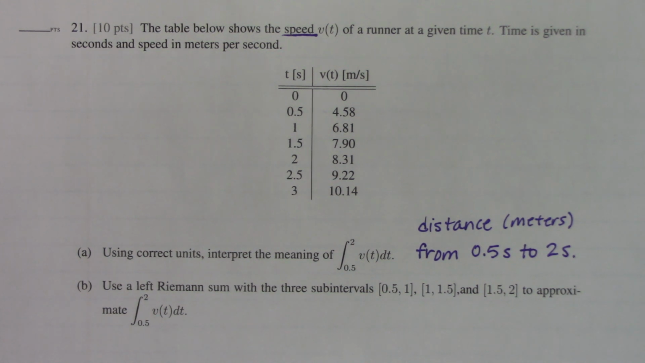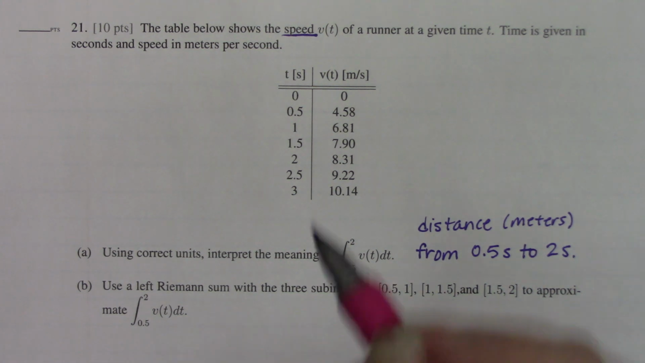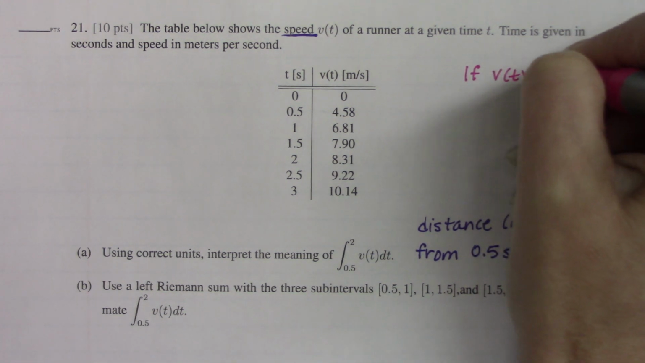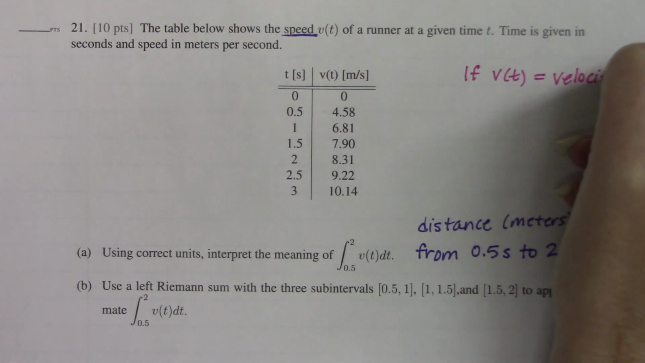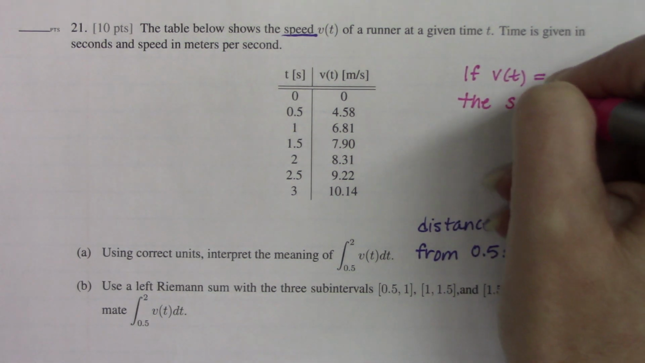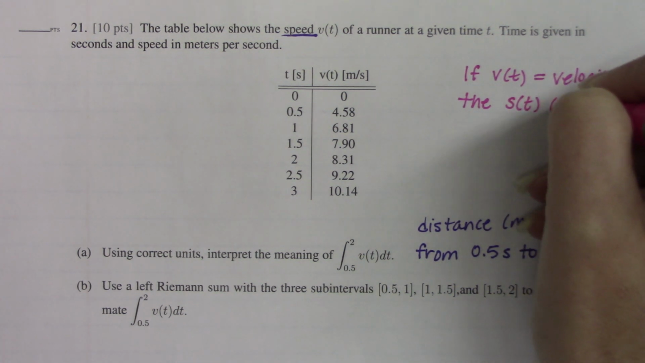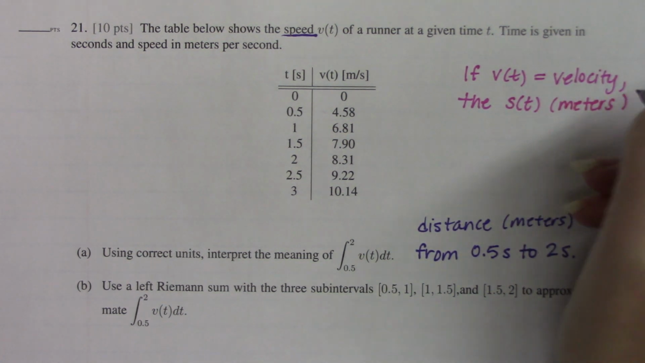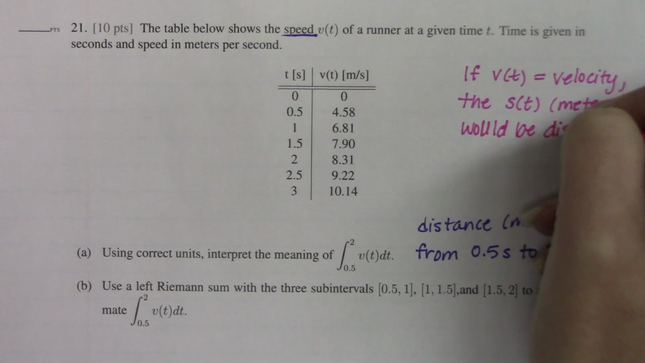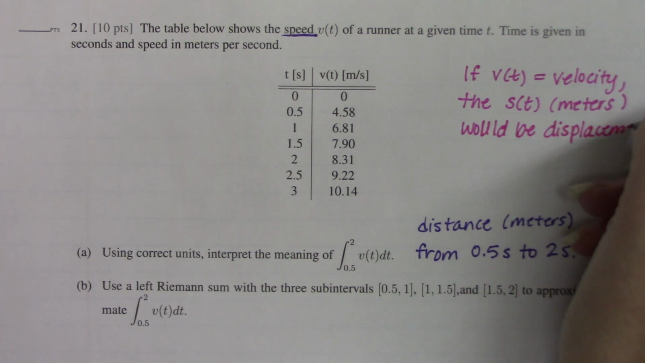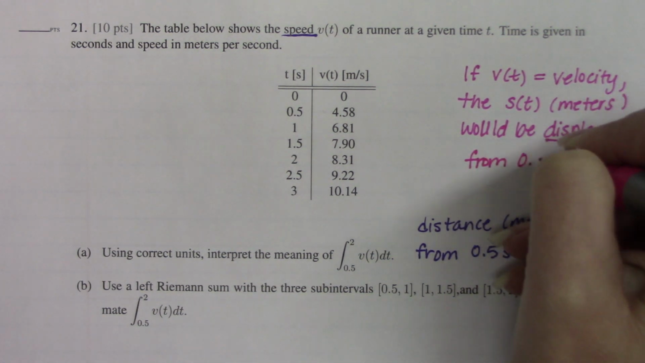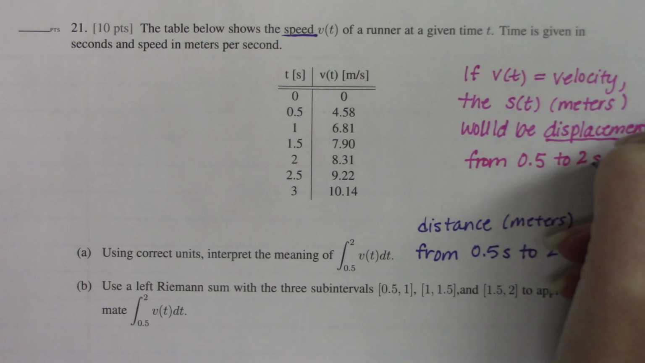If I want to make a point here, I'm going to put this in a different color. If v of t had been velocity, then we'll call it s of t in meters, it would be displacement from 0.5 to 2 seconds.